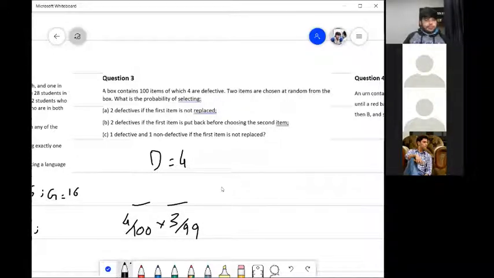What is the one liner answer for this? Because ये आपसे वन लाइन में हो जाएगा. The question says, one defective and one non-defective, if the first item is not replaced, 4C1 into 99C1 upon 100C2. 4/100 into. Okay. Personally, I am not sure about the 4C1 into 99C1 method. Again, वो आपको कैलकुलेशन से पता चलेगा.